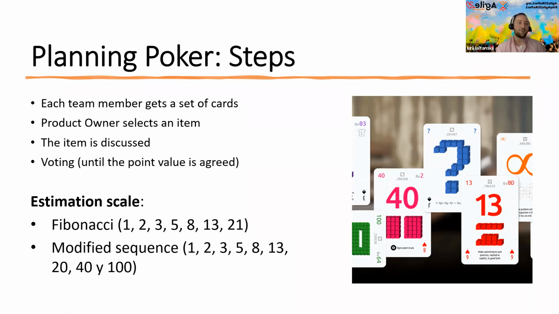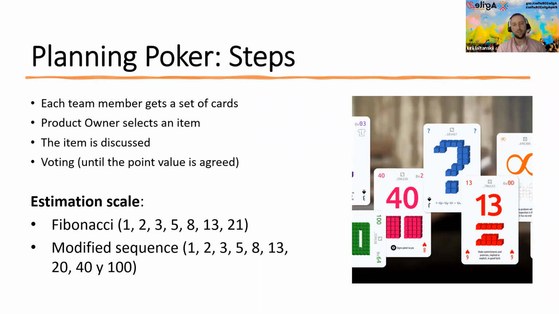Basically, each team member gets a set of cards, and each card represents a number from the scale, so 1, 2, 3, 5, etc. After that, the product owner selects an item, and then the team discusses the item. The conversation is started in order to know more details about the item and how to estimate it properly, because the more we know, the easier it is to estimate anything. And after that, this is the voting time.